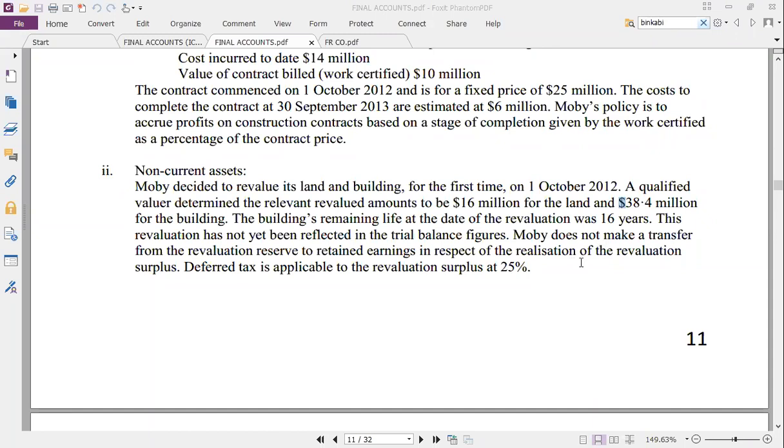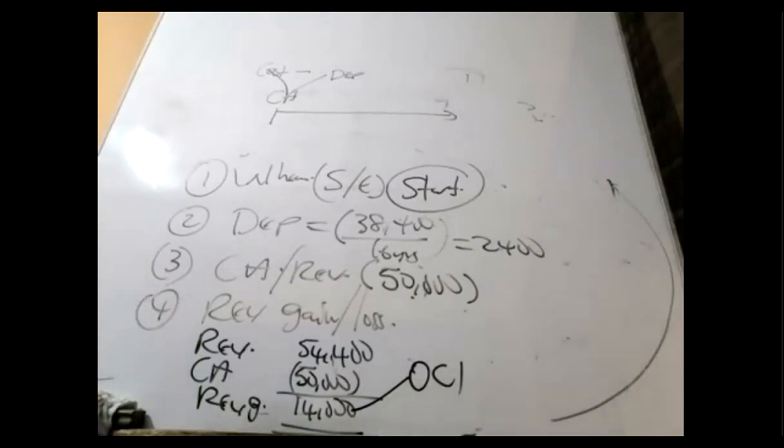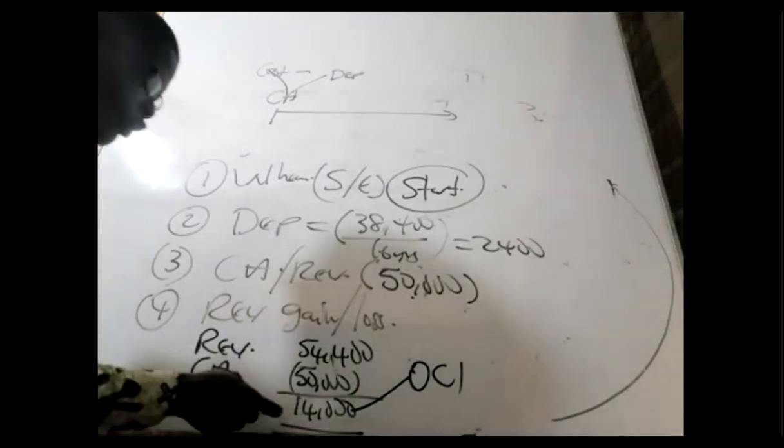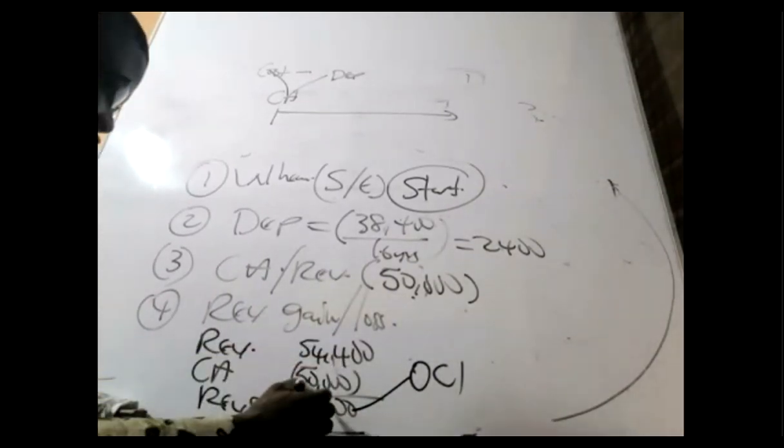The effective tax applicable to the revaluation surplus is 25%. That means there's a deferred tax against the revaluation. So wherever the gain will go, let the deferred tax follow it. So this is deferred tax on revaluation. There's a revaluation gain of 14,400, 54 minus 50.